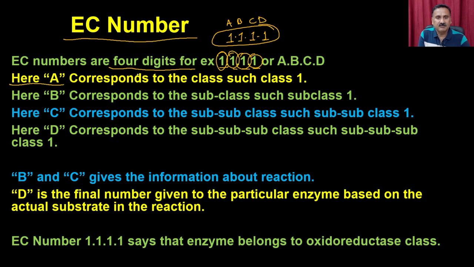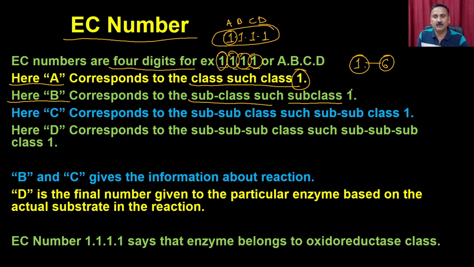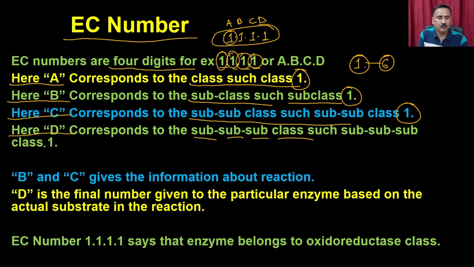Here the A, which means the first digit, corresponds to the class to which this particular enzyme belongs. As I said, the Enzyme Commission has classified the enzymes into 6 classes, so this is from 1 to 6. Depending on what number you see in place of A, you say the enzyme belongs to enzyme class 1. Then B corresponds to the subclass under the class, so subclass 1. Then C corresponds to the subclass, and that also is 1 in this case. And D says sub-subclass, and that also is 1.